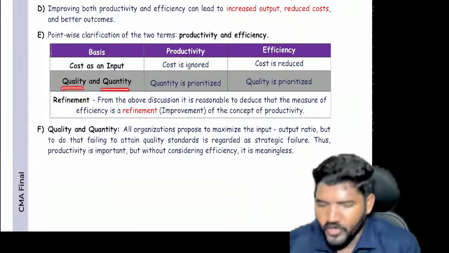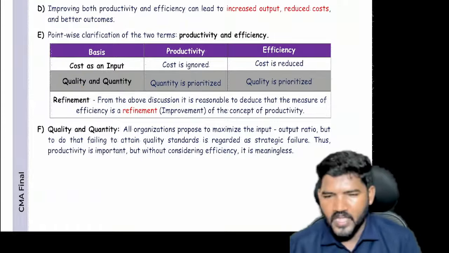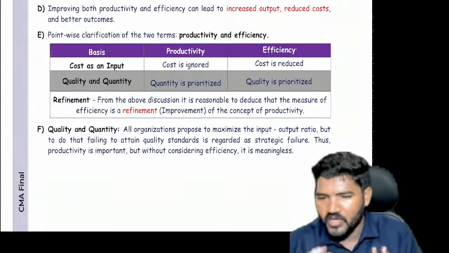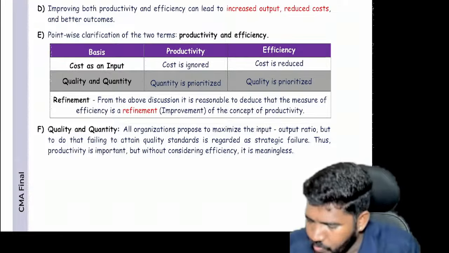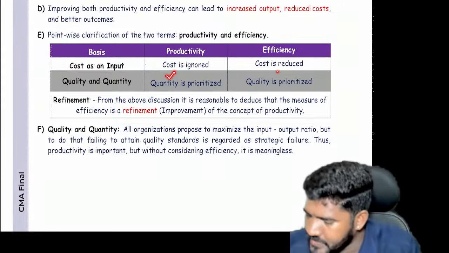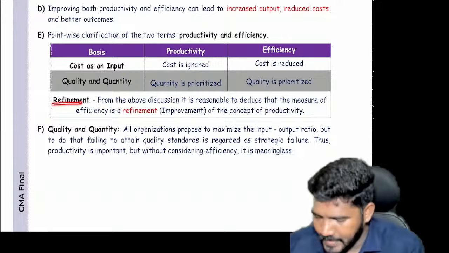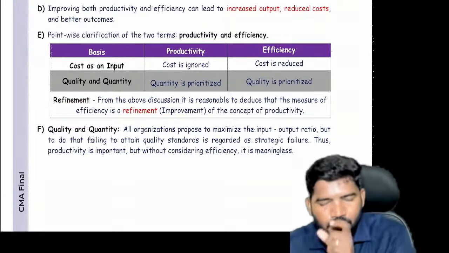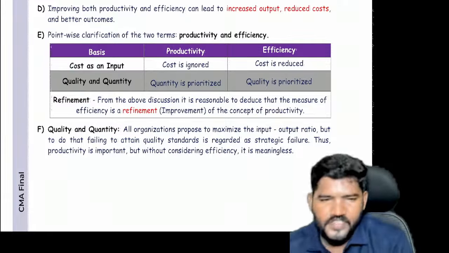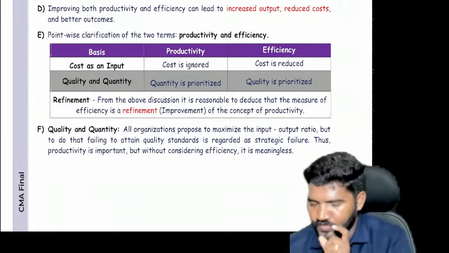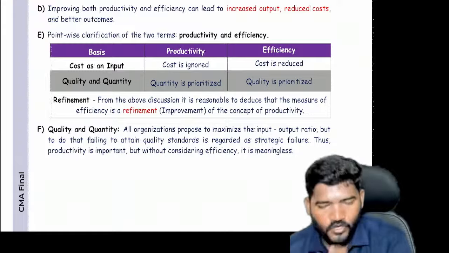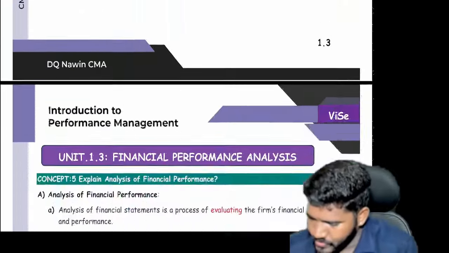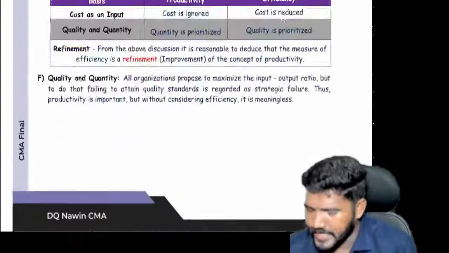Quality point of view, quantity point of view. In productivity, I have only quantity, not quality. That's a simple thing. Productivity is quantity, efficiency is quality. The word refinement means improvement. Efficiency is the improvement of productivity. Very, very important MCQ. So efficiency is an improvement of productivity. This is concept number 4, guys.